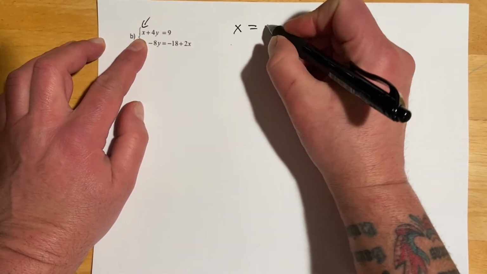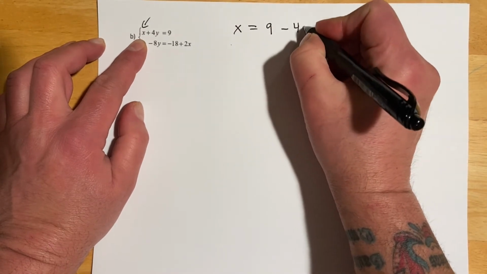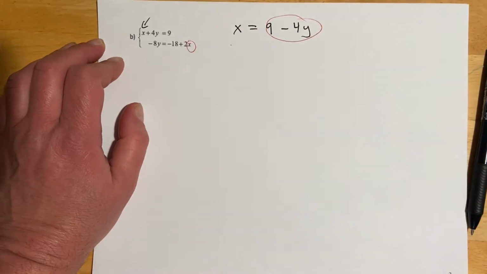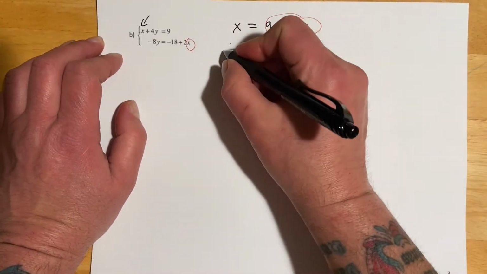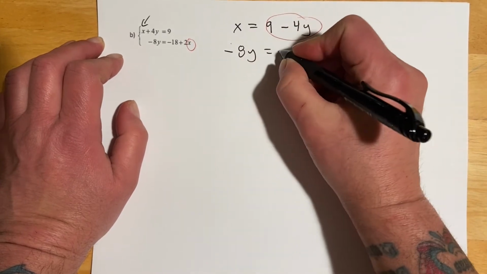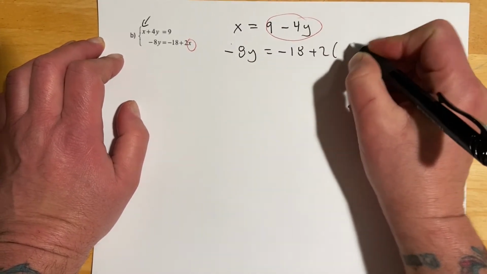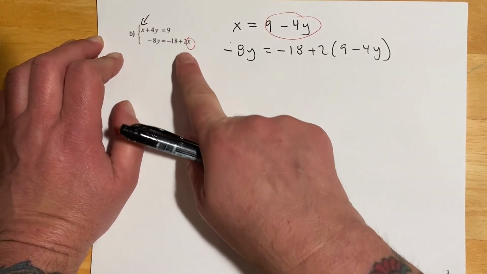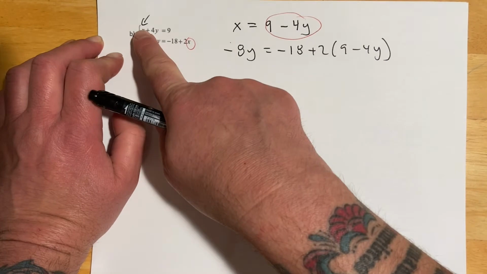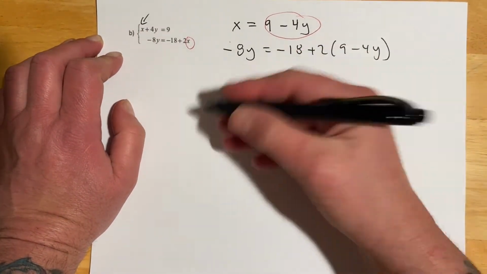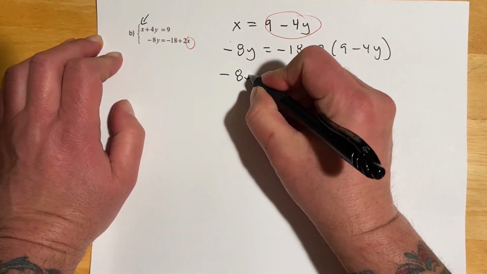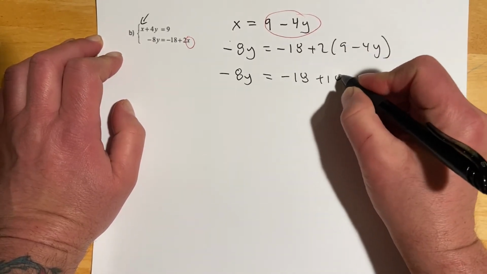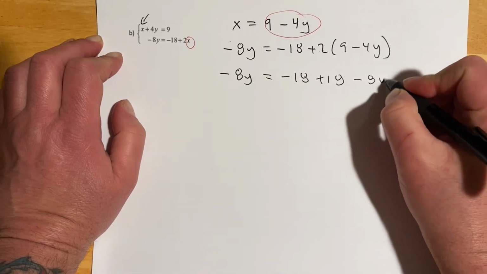I'm looking at that x right there, thinking that would be pretty easy to get by itself. So I'm going to rewrite this as x equals 9 minus 4y. And now I can take this and drop it in for that x. So that's going to give me negative 8y equals negative 18 plus 2 times (9 minus 4y). Basically what I did there is I tried to pick the path of least resistance, and to me that was the x. Now I just solve this same as the last one. So negative 8y equals negative 18, 2 times 9 plus 18, and then minus 8y.